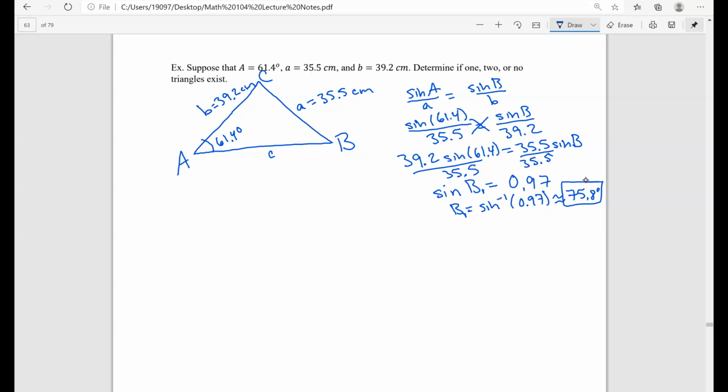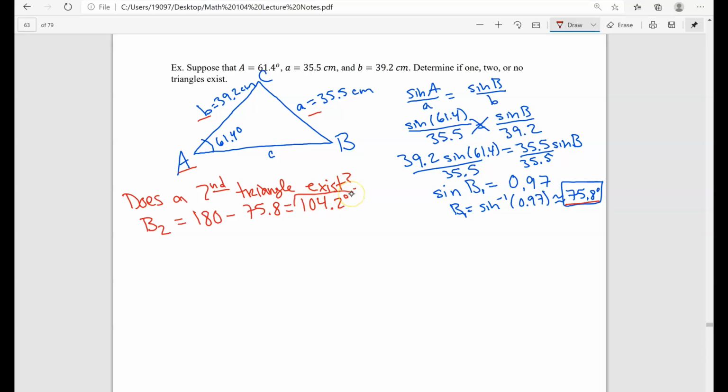Now what you kind of have to ask yourself is, does a second triangle exist? The reason why we have to do this is because we have the angle-side-side case. Remember that the way we do it is we need to figure out what B2 is, and we do that by taking 180 and subtracting whatever B1 was, which is 75.8. So it's 180 minus 75.8, that's going to give me 104.2 degrees. That's technically what B2 should be.